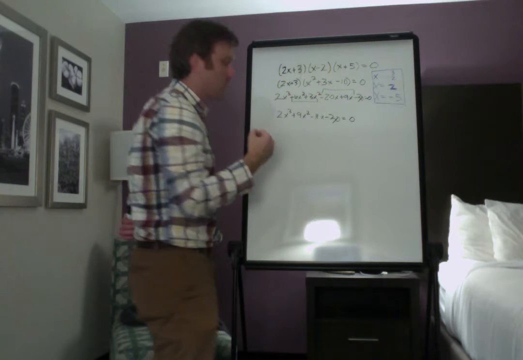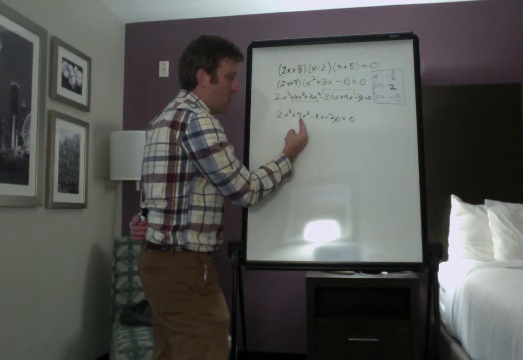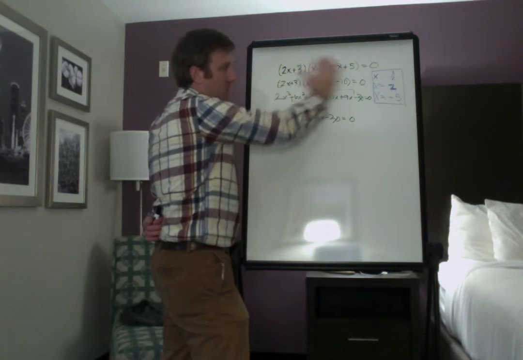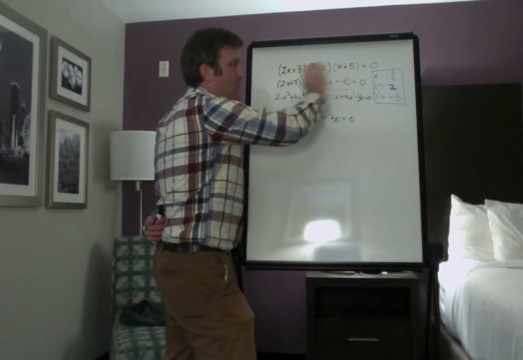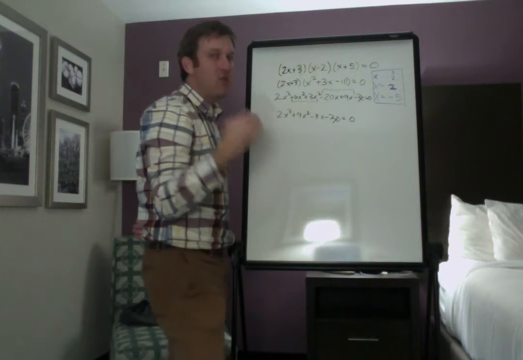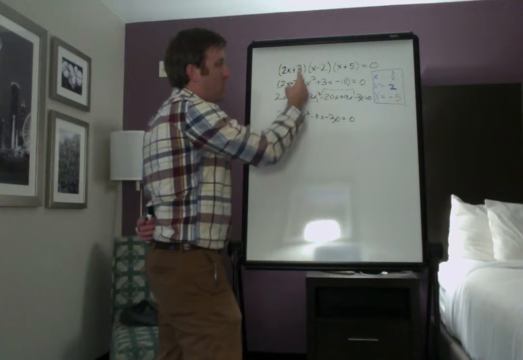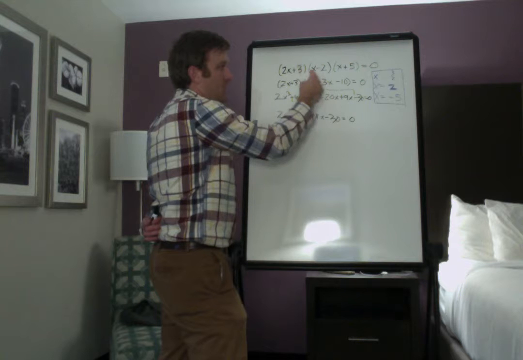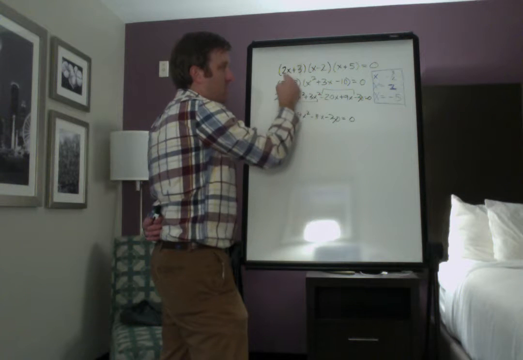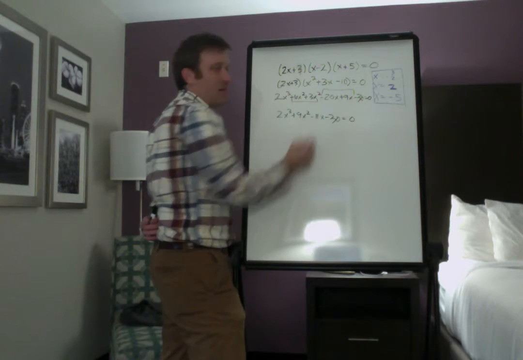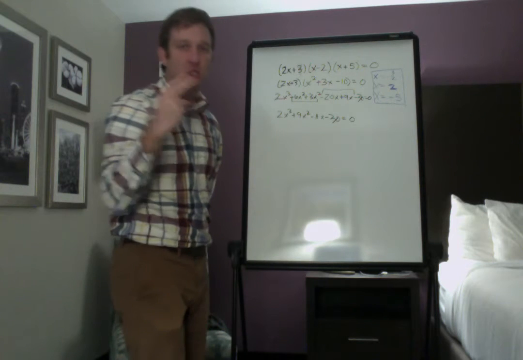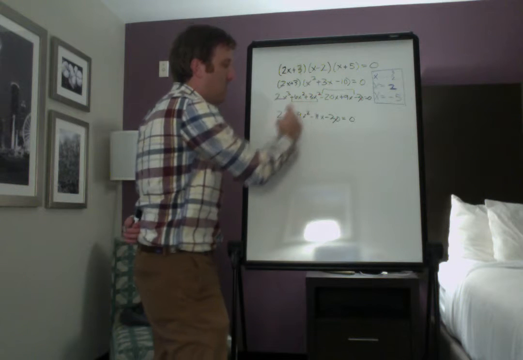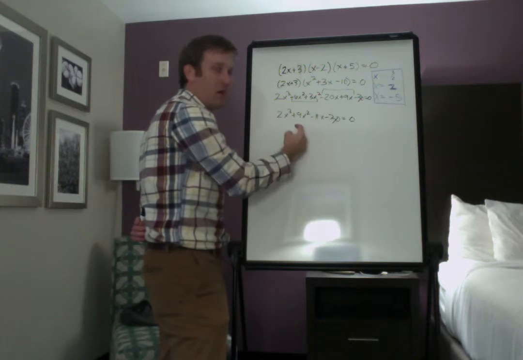So for instance, in order to generate the 9x squared term, I had to pull 2 x's from among these 3 binomials and 1 constant. So I can do that in 3 ways. I can go 3 times x times x. I can say 2x times x times 5. Or I can say 2x times negative 2 times x. Those are the 3 ways I can get 2 x's and 1 constant. So it's those 3 products that combine together to make 9x squared.